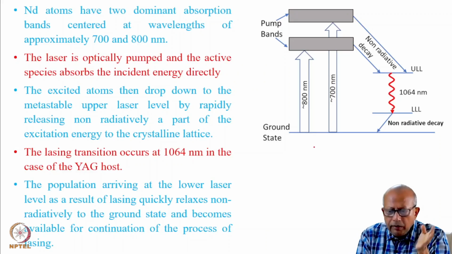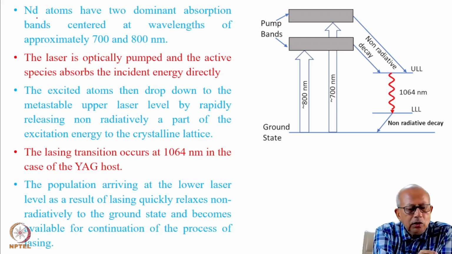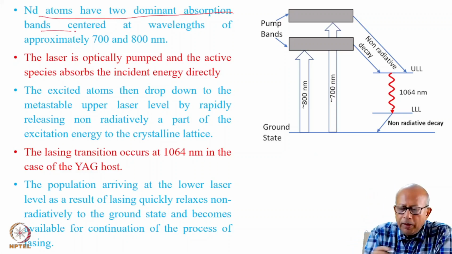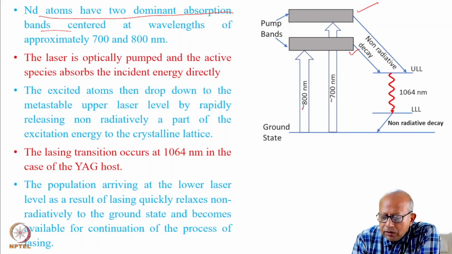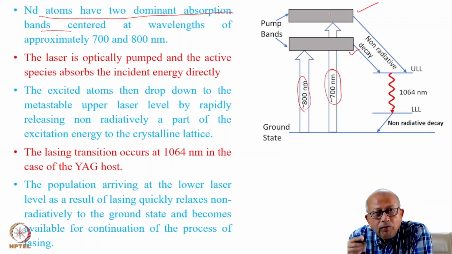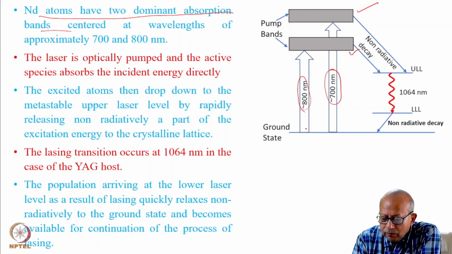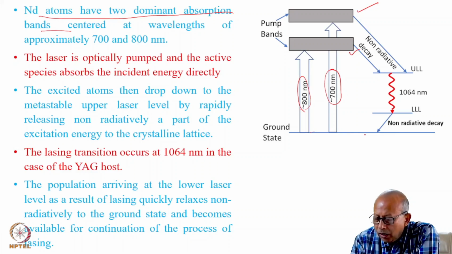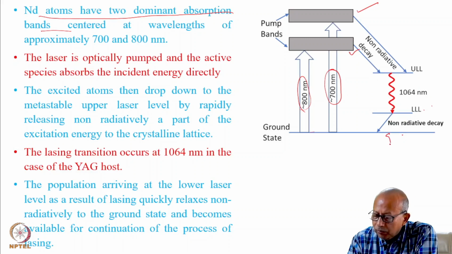And let us now turn our attention to the working of Nd:YAG. You see, neodymium atoms have two dominant absorption bands, just like ruby, bands 1 and 2. And they can be pumped by light centered at wavelengths around 800 nanometer and 700 nanometer. They can be pumped by light of and around this wavelength. And once the population from the ground state is pumped, now you can see that the lower laser level and the ground level are separated.